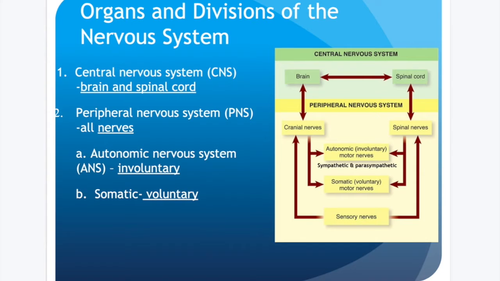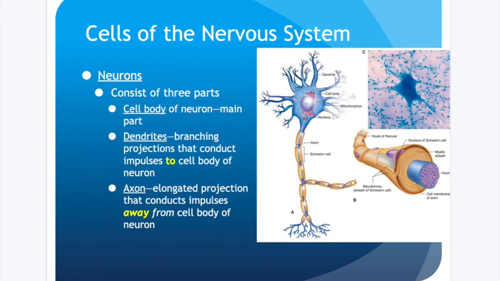If we look at the cells of the nervous system, that's going to include neurons. And our neurons have three main parts to them. We have the cell body of the neuron, which is the main part of the neuron. It's this part right here, this kind of central part. It has a nucleus, mitochondria, and other organelles.